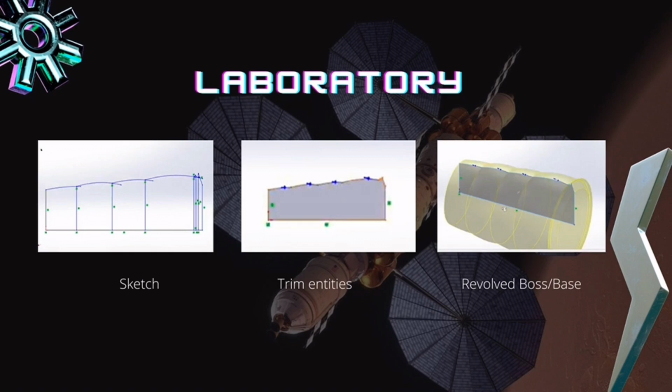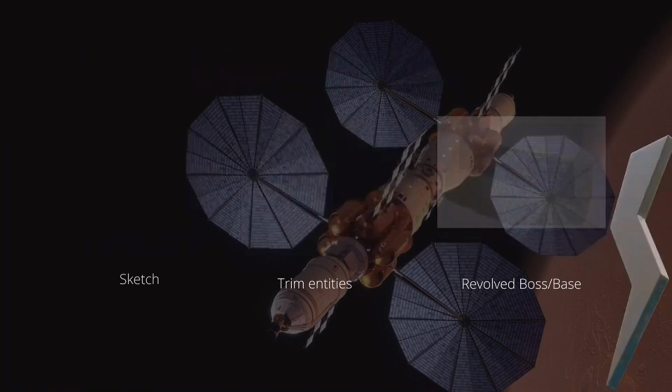To draw the laboratory, we drew the outline of the laboratory first with the line tool in sketch mode on the right plane. For the curvy structure, we used the spline tool and then trimmed out the unwanted lines, then revolved after choosing the axis of revolution to create the 3D model.